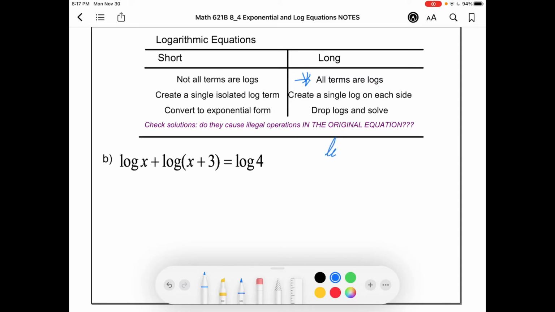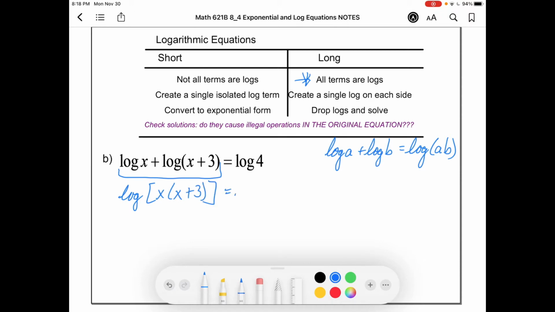And we do know some log laws. We know this one, log A plus log B. If you have the sum of logs, it's the same as the log of the product, or of A times B. So if I put these together on one side using log laws, I'll have log of x times (x plus 3). The other side is just log 4.